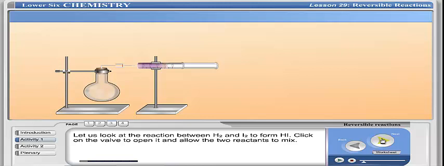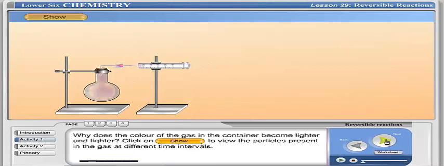Let us look at the reaction between hydrogen and iodine to form hydrogen iodide. Click on the valve to open it and allow the two reactants to mix. Why does the color of the gas in the container become lighter and lighter? Click on the Show button to view the particles present in the gas at different time intervals.